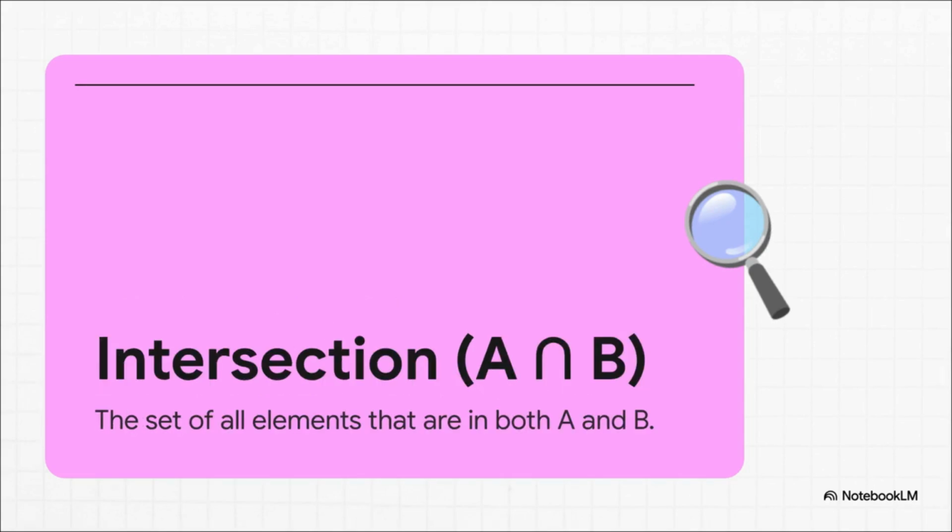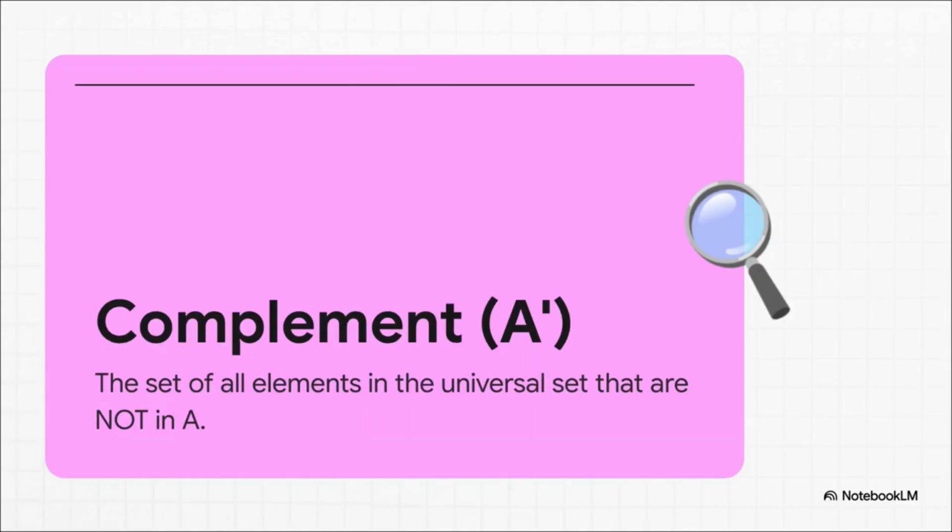Next is the intersection, which looks like an upside-down U. This is our AND operator. The intersection of A and B is only the stuff they have in common, the elements that are in both sets at the same time. It's just that specific overlap. And finally, the complement. You'll usually see it with a little dash or a prime symbol. This one's easy. It just means not. So the complement of A is everything else in the universe that is not in set A.